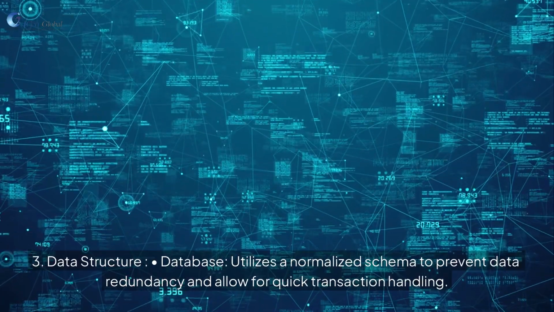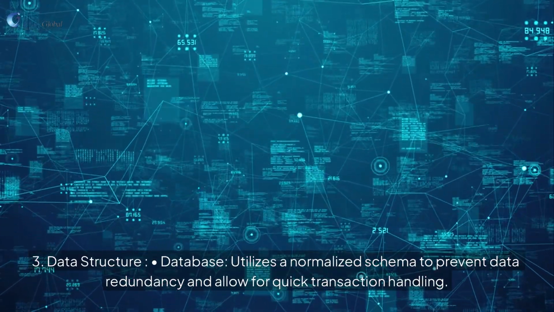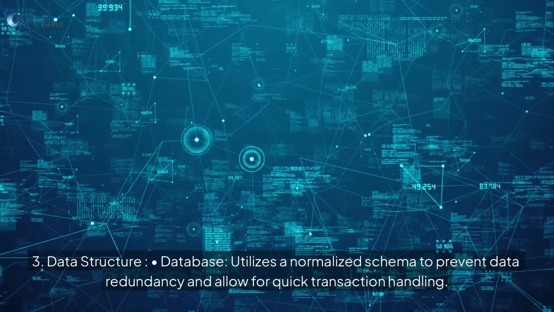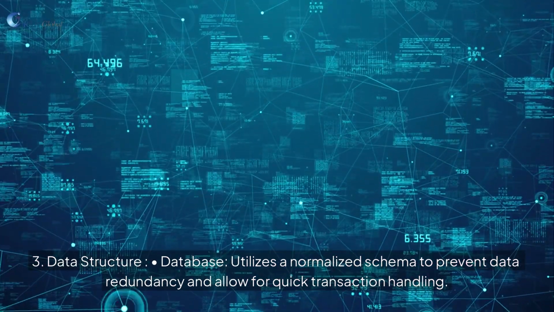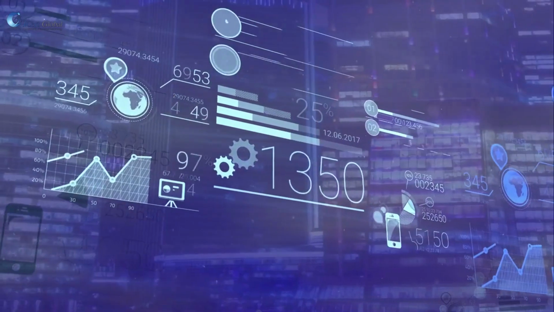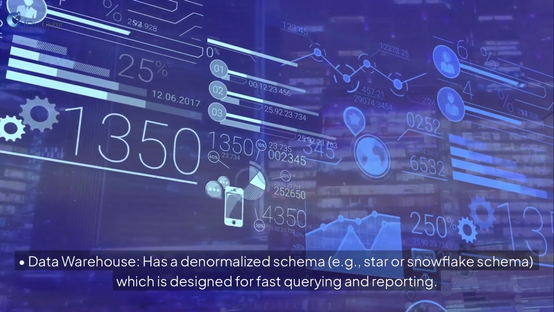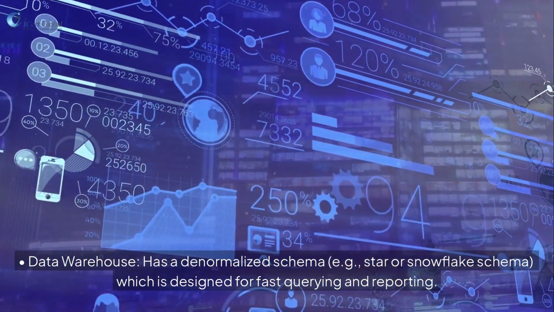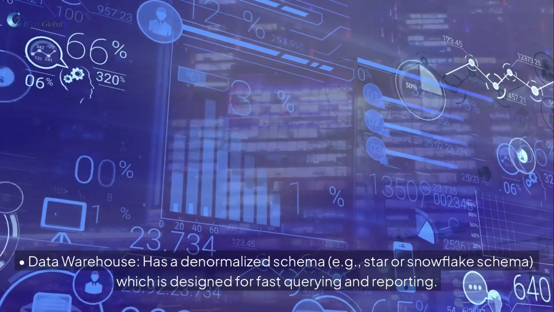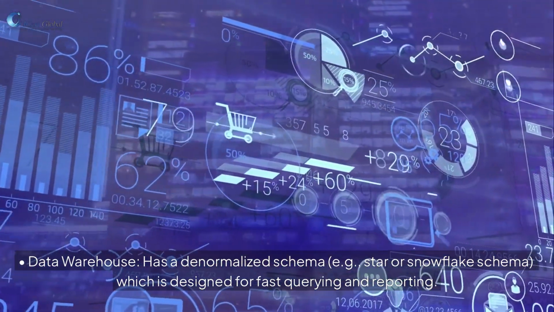3. Data structure. Database: utilizes a normalized schema to prevent data redundancy and allow for quick transaction handling. Data warehouse: has a denormalized schema, for example, Star or Snowflake schema, which is designed for fast querying and reporting.